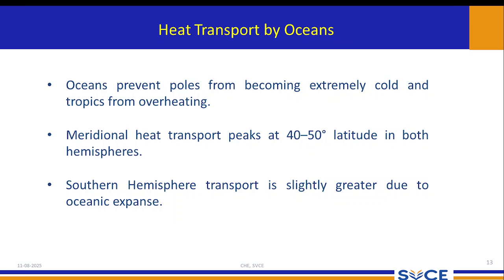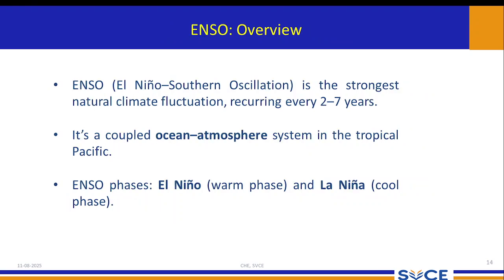So the meridional heat transport peaks at 40 to 50-degree latitude in both hemispheres. Now southern hemisphere transport is slightly greater due to oceanic influence. So in the ENSO events, we have seen El Nino and La Nina and neutral. Again, we will quickly go through this one. ENSO is the strongest natural climate fluctuation, recurring every 2 to 7 years. It is a coupled ocean-atmosphere system in the tropical Pacific.